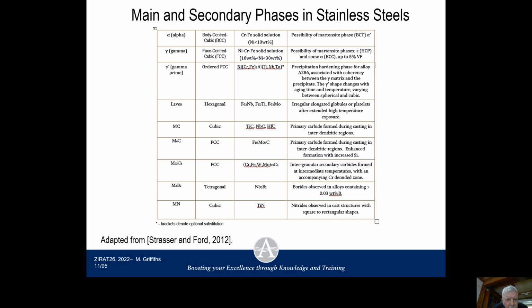I'm not going to talk too much about what the structure is. All you need to know is that they're hard intermetallic phases. And then you have a whole bunch of carbides and nitrides to deal with.